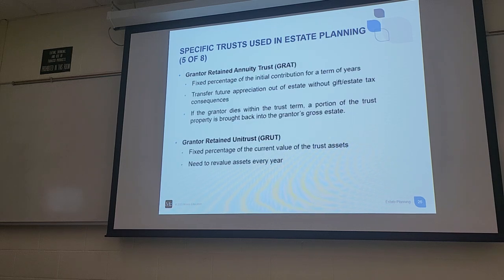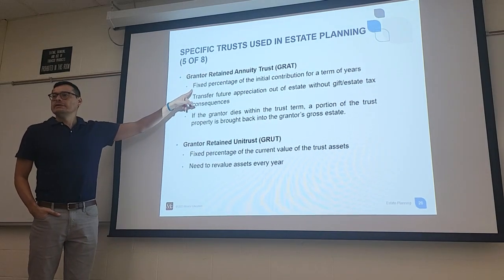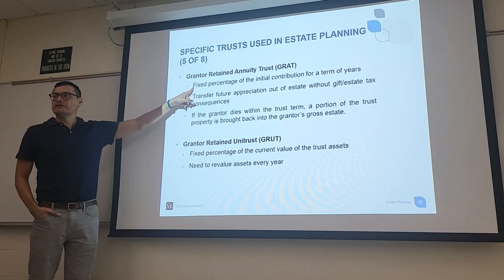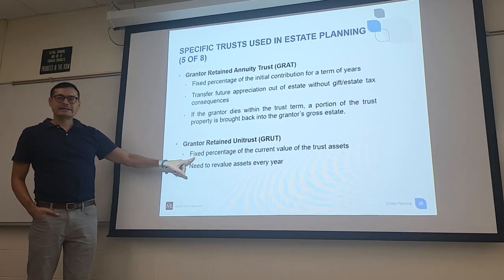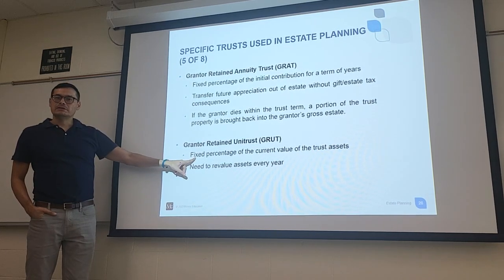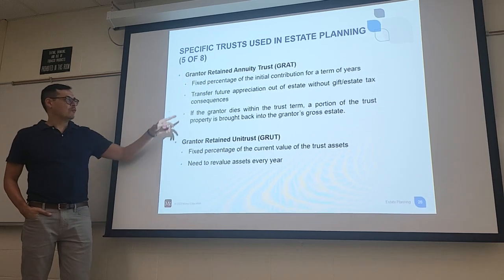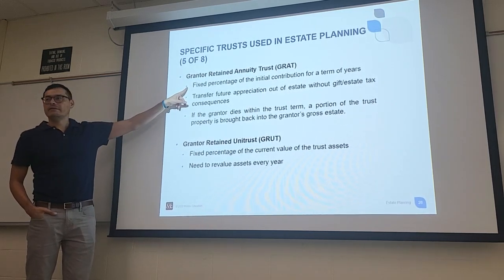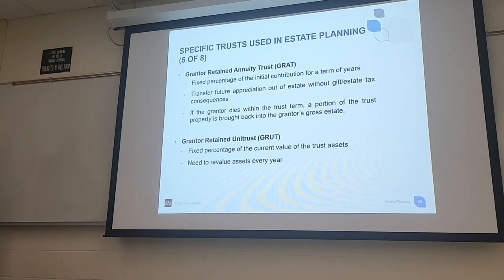Okay, GRAT and GRUT. We talked about this last class. What you want to focus on with these is how they identify the income distribution. Some of these are a fixed percentage of the asset value, some are not. This one has to be reevaluated all the time. So if you have a hard to value asset, this is not a good one to look for. Just keep an eye on how they value the income, how much money is going to be coming out.